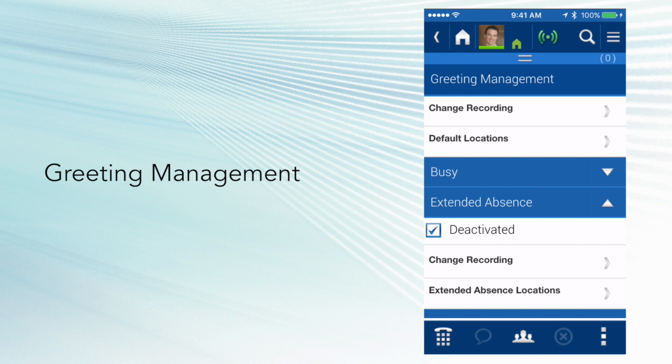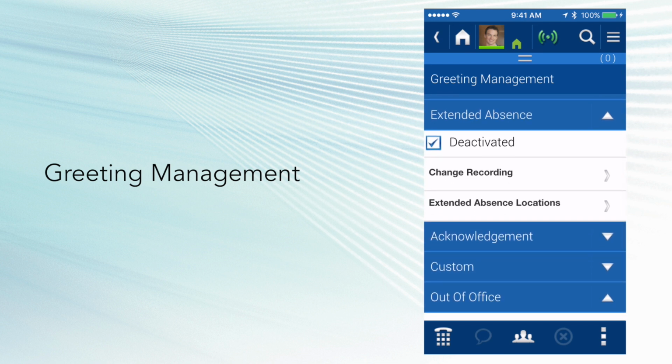Click on Extended Absence, and then you can see that it's already deactivated. I can easily activate it by unchecking that. If I did, it will play whatever default recording I had in my system and whatever absence locations I had defined in the Follow Me settings.